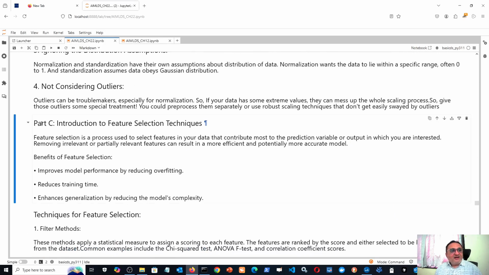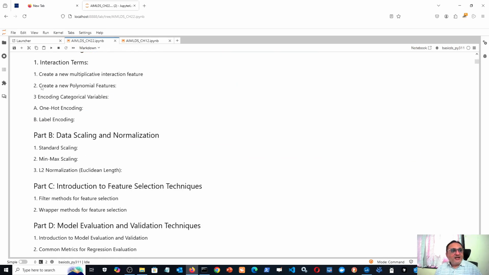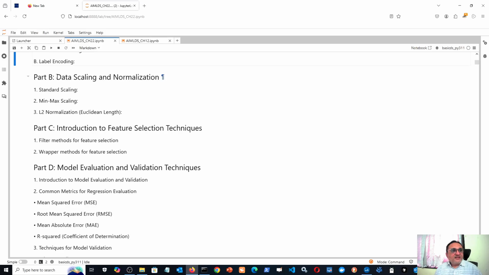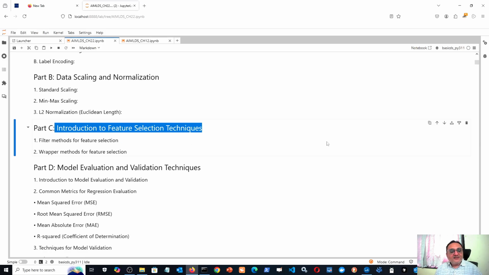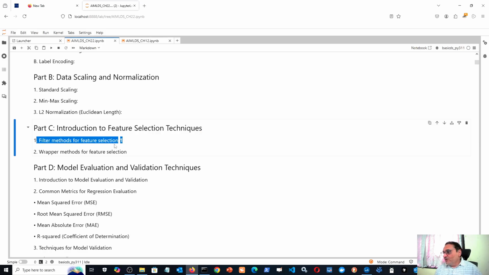And this part now we will be doing is the introduction to feature selection techniques, because our chapter 22 has the first part creating new features, the second part data scaling and normalization, and now the introduction to feature selection techniques. The techniques are broadly classified into filter methods and wrapper methods. So that we will do in the next lecture.